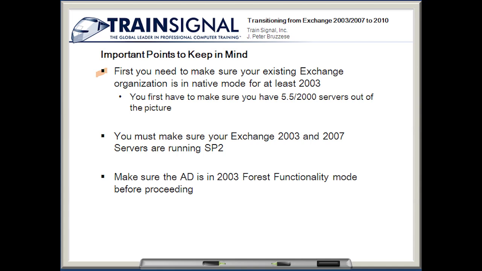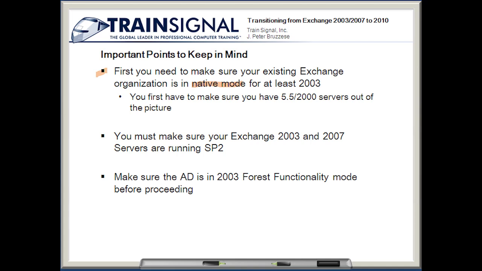Now, in order to accomplish this, this means you have to take any Exchange 5.5 or Exchange 2000 servers and demote them, get them out of your organization. So you may need to replace them with servers running 2003, or simply decommission them if you've already transferred mailboxes off of those servers. But whatever the case, if you're not working with a third-party solution that allows you to exist with these legacy servers, you're going to need to get rid of them. And so once you've done that and you make sure that all of those servers are out of the picture, then you want to move to native mode for at least 2003.